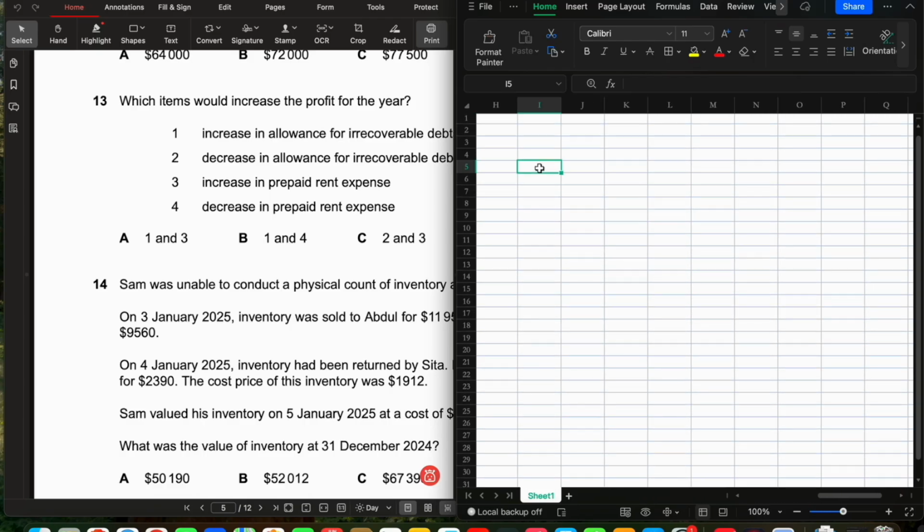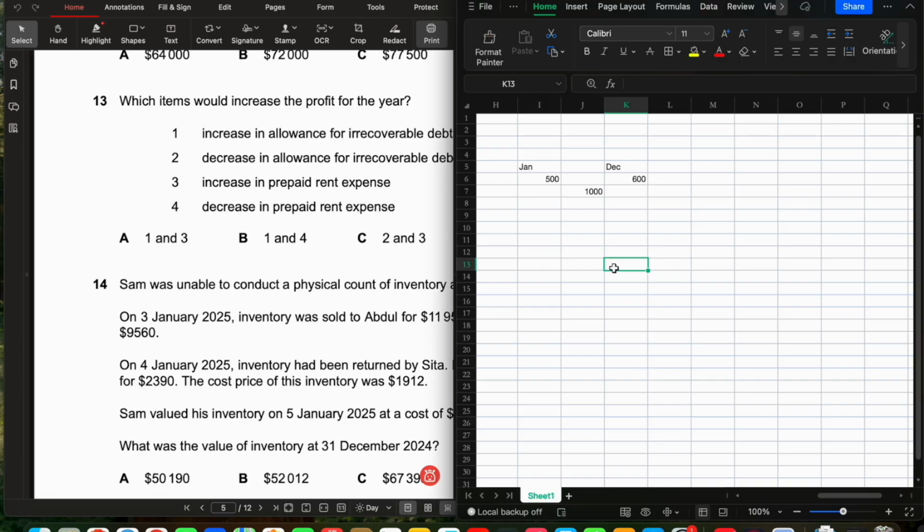Let's say this is the start of the year, January, and this is the end of the year, December. January means last year's prepaid would be carried forward to this year, and December means this year's prepaid is carried forward to next year. So let's say last year's prepaid rent is 500 and this year's prepaid rent is 600. And the overall total rent I paid this year is, let's say, 1,000.